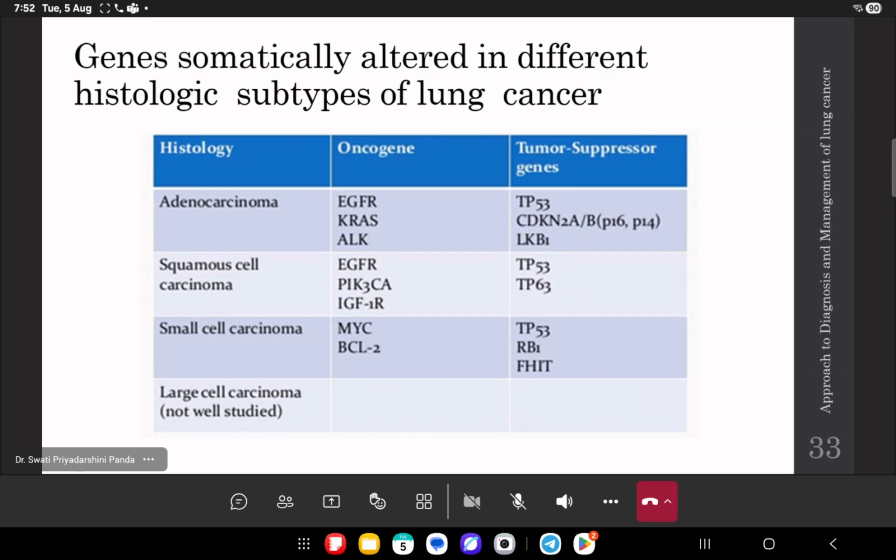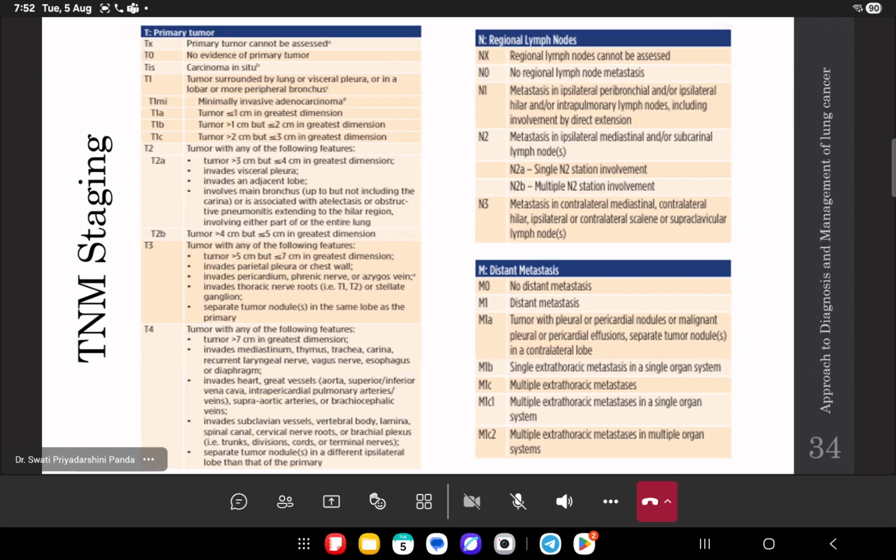Next is the genetic correlation with the carcinoma. Adenocarcinoma oncogenes are EGFR, KRAS, and ALK. Associated tumor suppressor genes are TP53, CDKN2A or B, P16, P14, LKB1. Squamous cell carcinoma oncogenes are EGFR, PIK3CA, IGF1R, and tumor suppressors are TP53 and TP63. Small cell carcinoma: MYC and BCL2, and TP53, RB1 and FHIT.